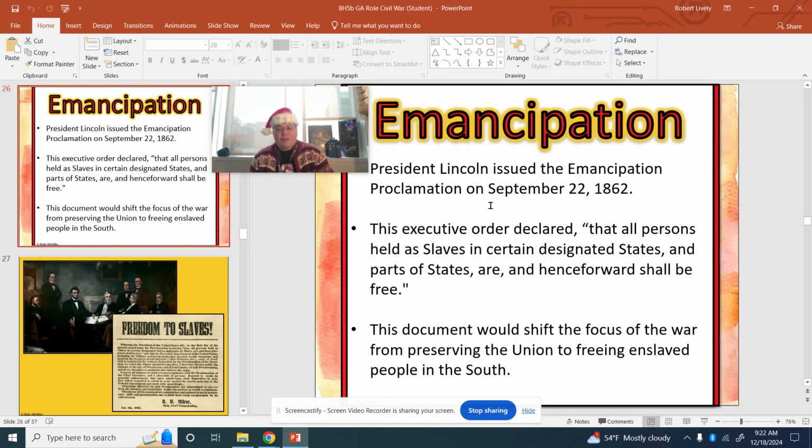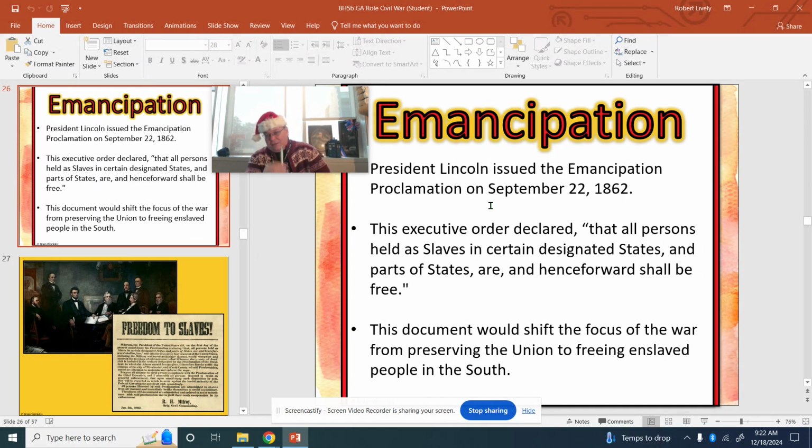The Emancipation Proclamation did not free those slaves. It only freed the slaves that were in the Confederate states. All right, so keep that in mind. It didn't free all slaves. That would not come about until the ratification of the 13th Amendment to the Constitution.